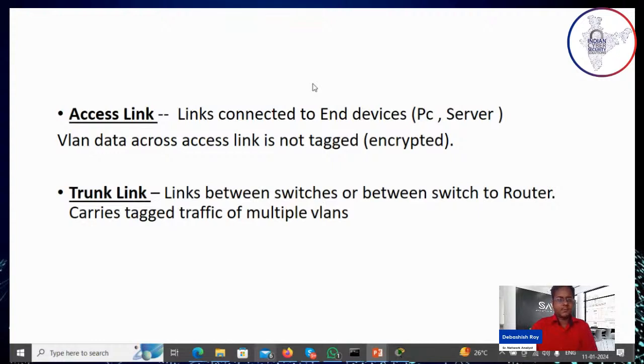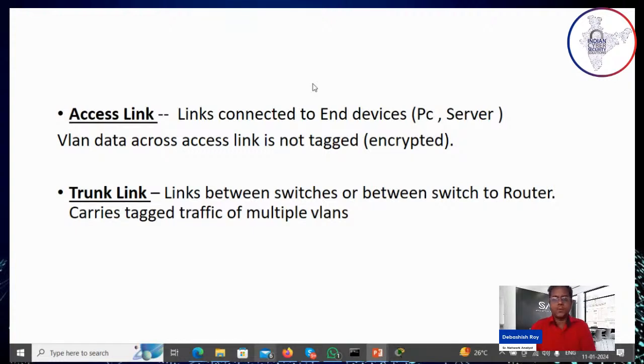Now there are two types of VLAN links, that is, access link and trunk link. What is an access link? It is a link connected to end devices, that is, PCs and servers. And the VLAN data across the access link is not tagged. If you are configuring an access link and you capture the data on it, you will see that there is no protocol information or tagged information, because the data will not be tagged, and it is carrying a single VLAN's information.